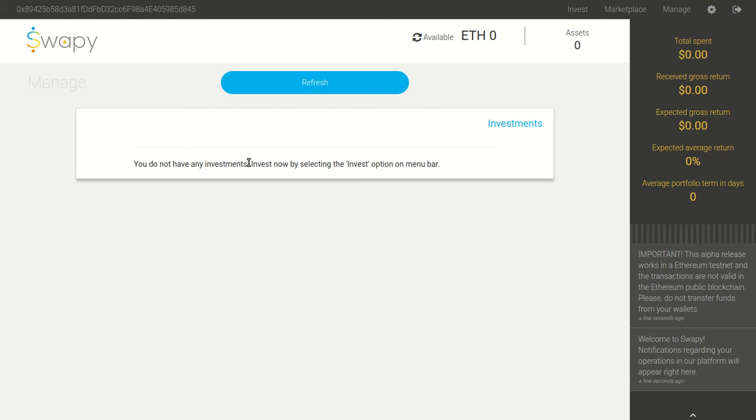This is the login screen. You can sign in as a credit company or sign in as an investor. Let's first sign in as an investor. And this alpha release works in an Ethereum testnet and the transactions are not valid in the Ethereum public blockchain. Please do not transfer funds from your wallets.